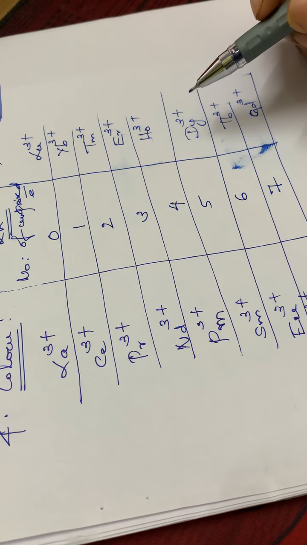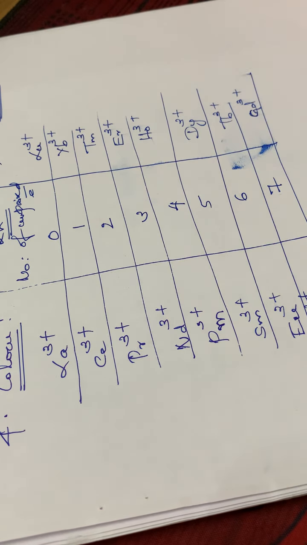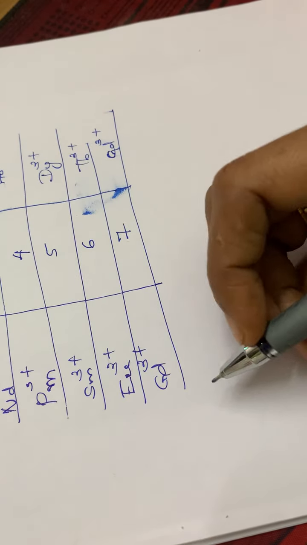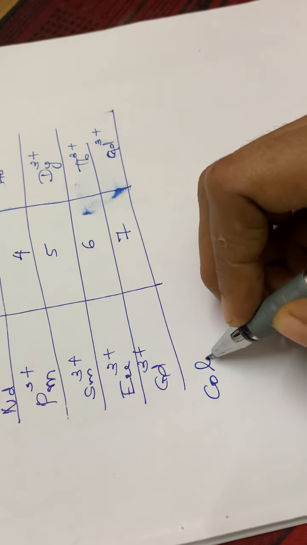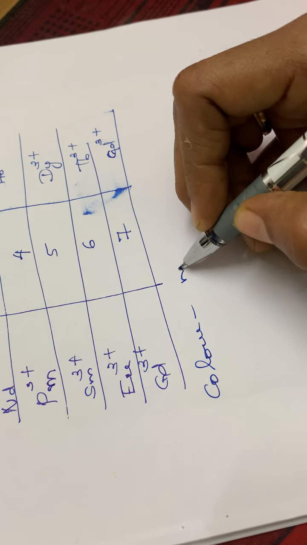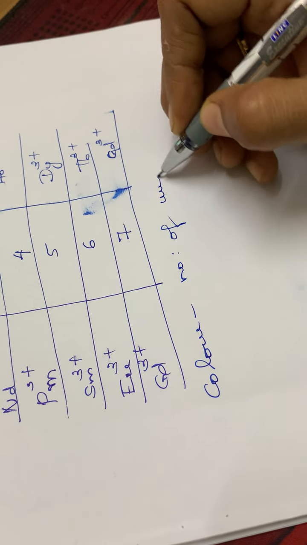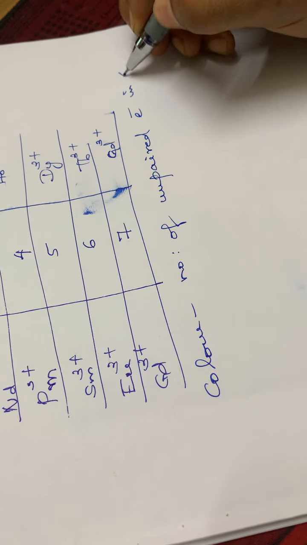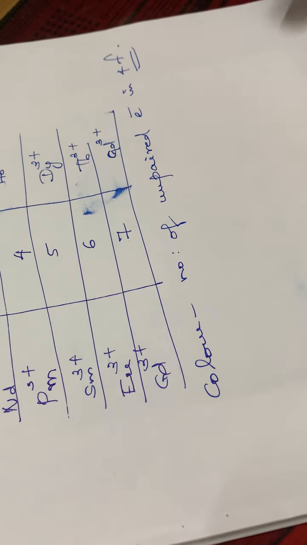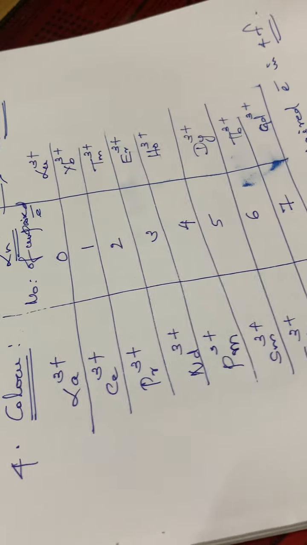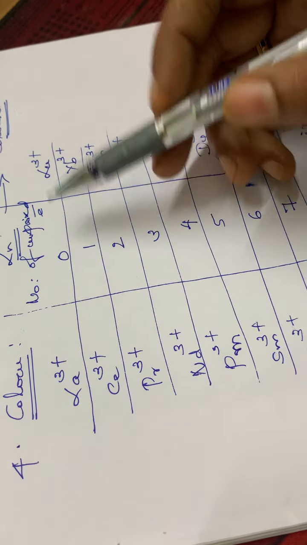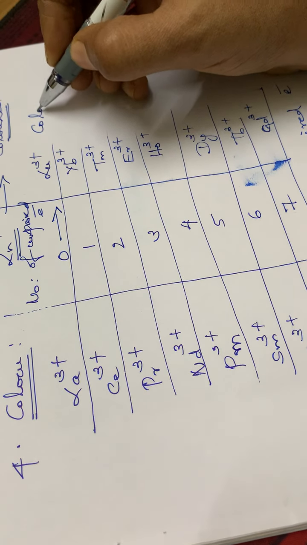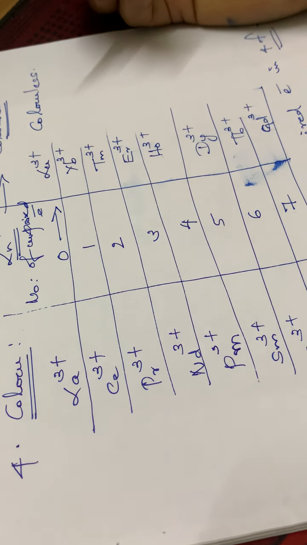See here, the color of the ions depends upon the number of unpaired electrons. Okay, so that is the main point. The color depends upon the number of unpaired electrons. The unpaired electrons are in the 4f orbital, isn't it? And lanthanum has no unpaired electrons, 0. That means the compound is colorless. For lanthanum and lutetium, both of them are colorless.